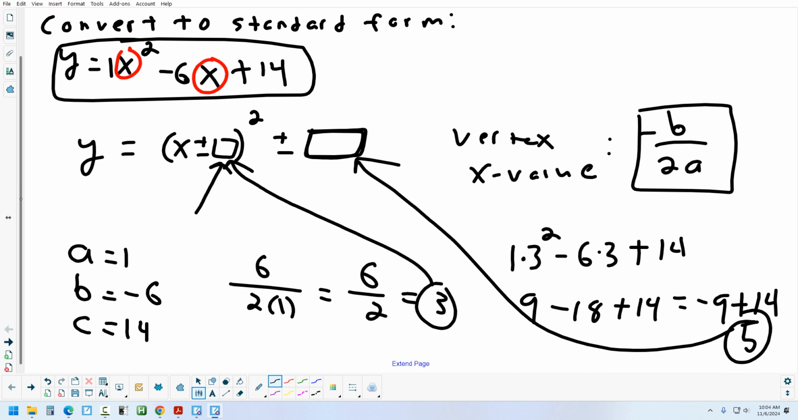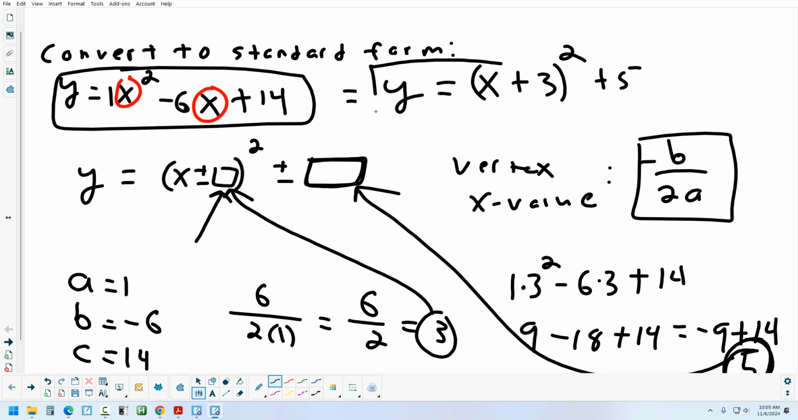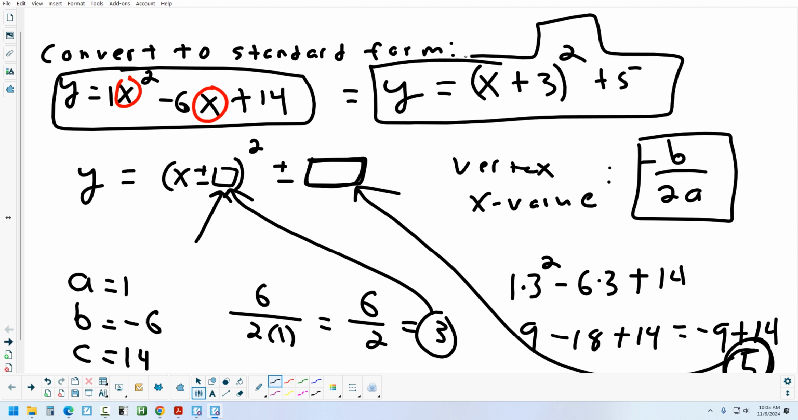So to write that problem in standard form, it would be y equals x, in this case it's a minus 3, to the second power. And then on the end, we're going to do plus the number we just found right there, which is 5. So that should be our answer in standard form.